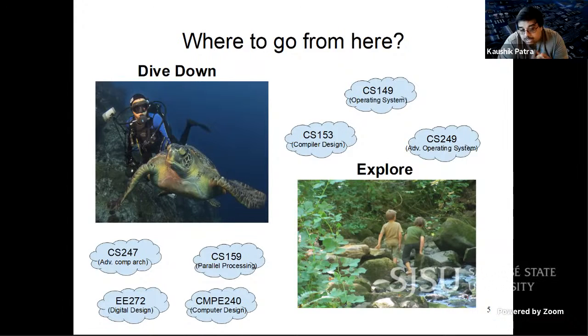So that backend part is much more related to computer architecture and computer hardware concepts. So that's another interesting thing you can explore. From operating system, you can go to advanced operating system. From computer architecture study, you can go to the advanced computer architecture study, which is CS247, which is the master's level course.